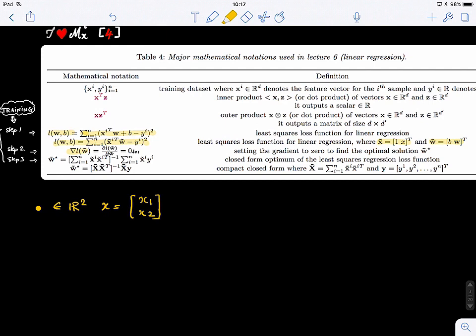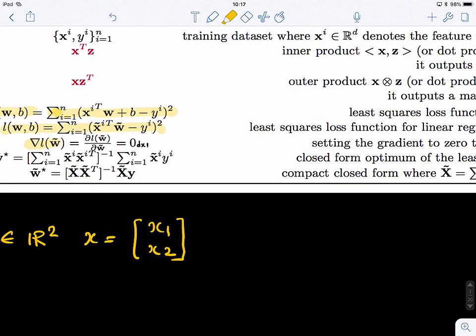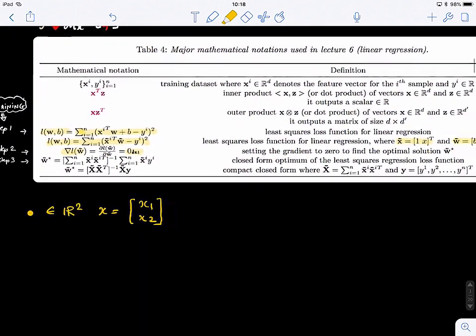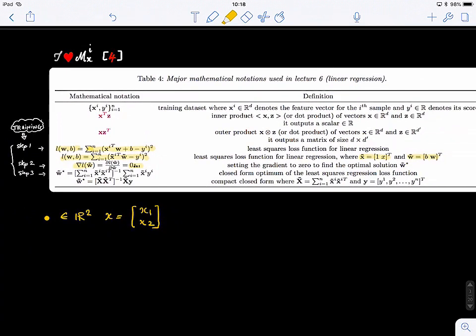So here it belongs to d times 1. D is the number of features, how many features you have. I'll give you more details, like in this example. I'll give you a real example. Now we were able to compute the closed form optimum of the least square regression loss function.